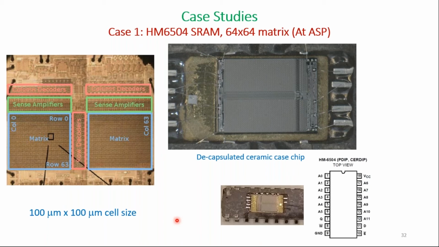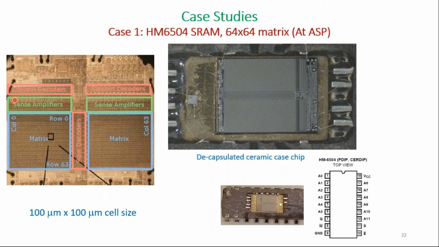So you could use a side snip plier and just basically remove the cap easily. If it is a plastic cover, you need to do acid etching, and that could be quite messy. So here you can see the decapsulated chip, and these are the memory cells shown here. You also have some sense amplifiers and column decoders.